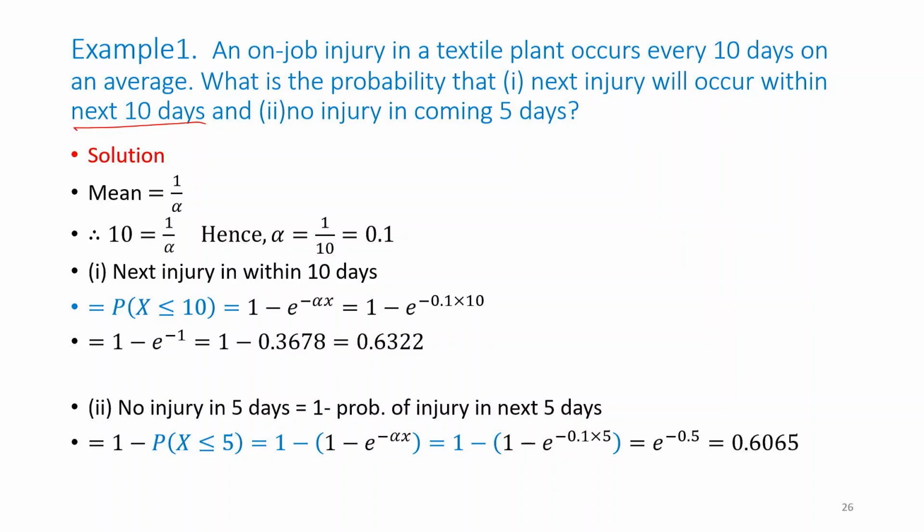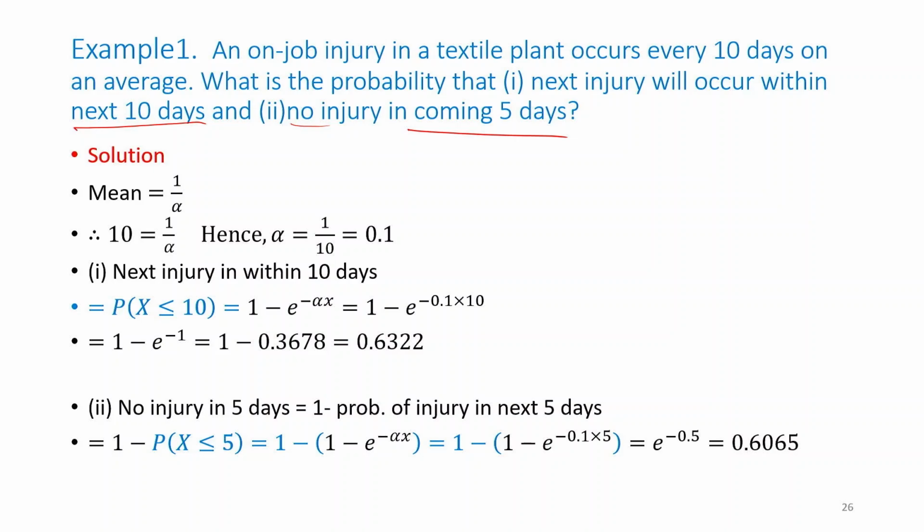The second is: no injury in the coming 5 days. So the time from injury to injury is the length of time between two events. Injury is an event. So from one event to another event, how much time elapses? Time is in terms of days here. Sometimes it could be in seconds, milliseconds, minutes, or hours, whatever it is. Here it is in terms of days, and we need to find it out.